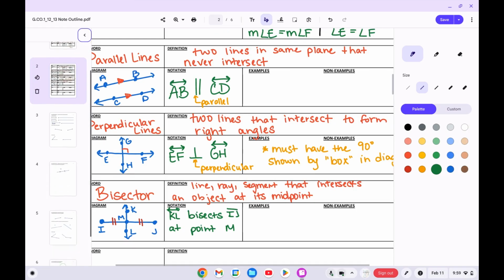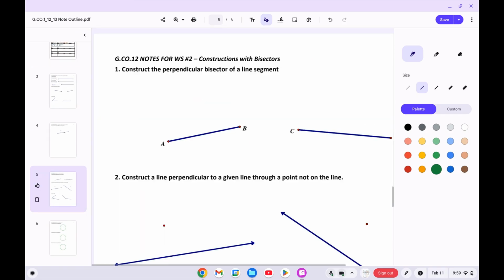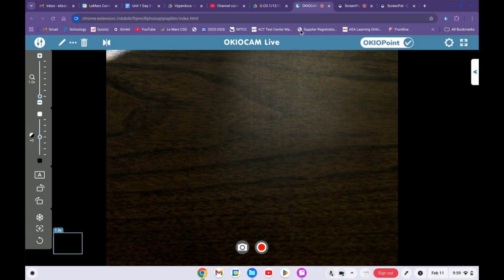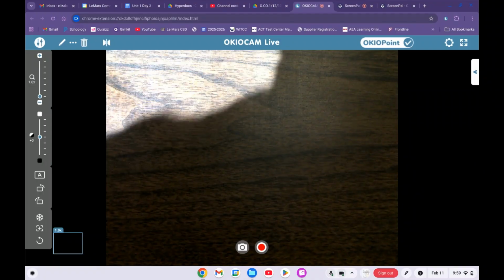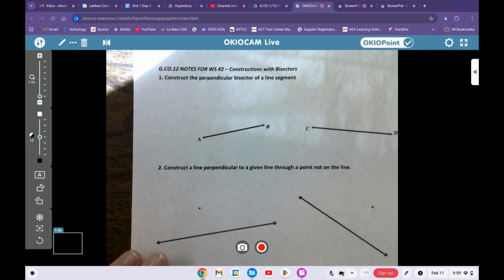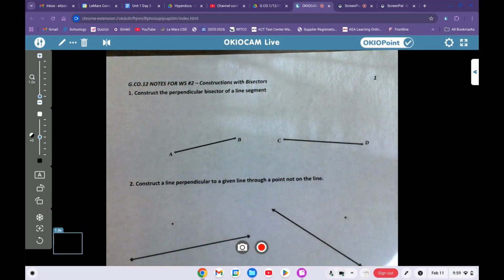All right, so now we're gonna get into our constructing. So we should be on this page here. It should say at the top, constructions with bisectors. So let me get my screen switched over here, and we will get into our next set of constructions. Okay, so we should be on this page.